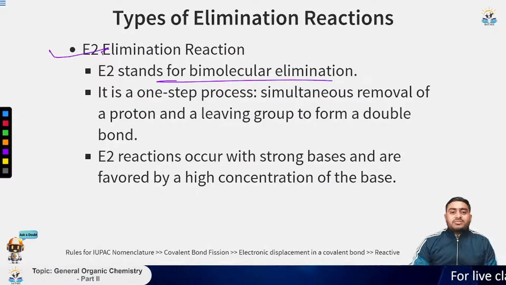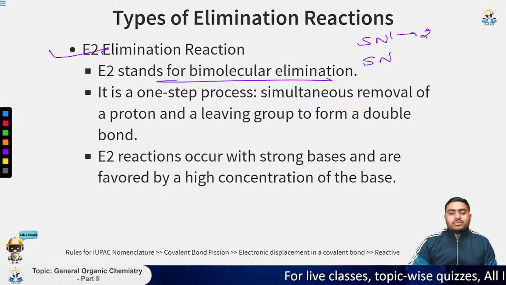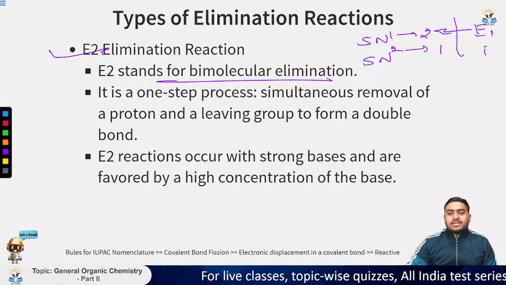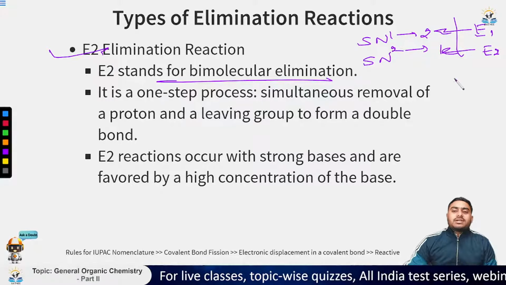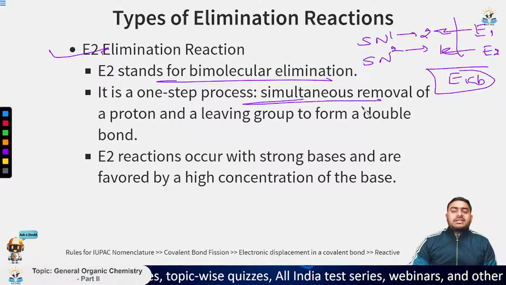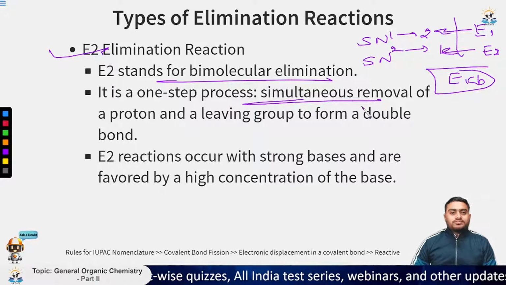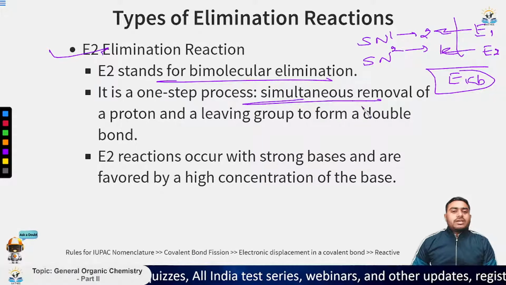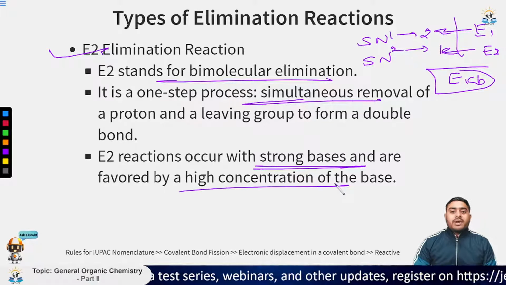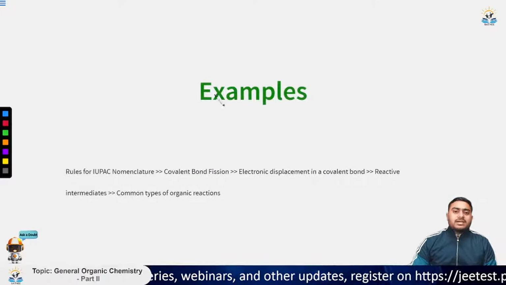E2 elimination stands for bimolecular elimination. It is a one-step process. Okay, one step. Similarly, like SN1 is a two-step process, SN2 is a one-step process. E1 is a two-step process. E2 is a one-step process. There is an E1CB as well. Simultaneous removal of a proton and leaving group to form a double bond, like in SN2. E2 reactions occur with a strong base and are favored by high concentration of the base.